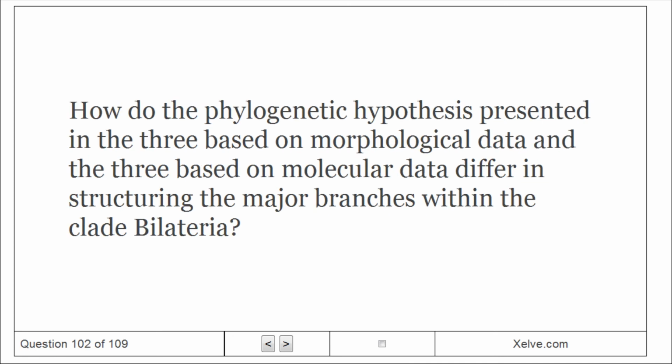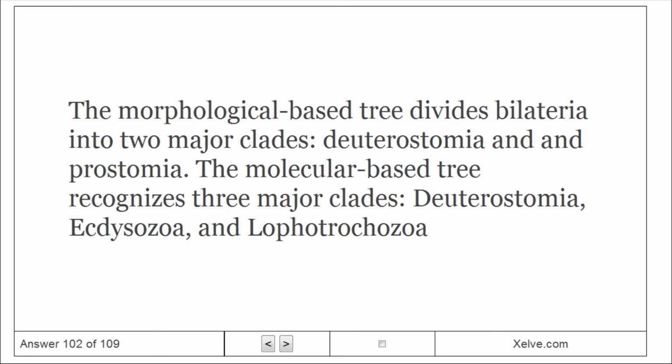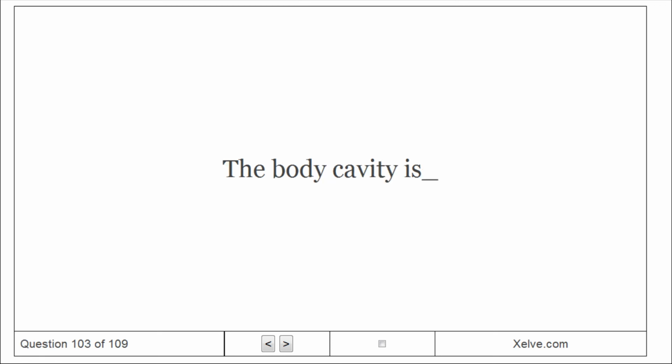How do the phylogenetic hypotheses based on morphological data and the one based on molecular data differ in structuring the major branches within the clade Bilateria? The morphological tree divides Bilateria into two major clades, Deuterostomia and Protostomia. The molecular tree recognizes three major clades: Deuterostomia, Ecdysozoa, and Lophotrochozoa.